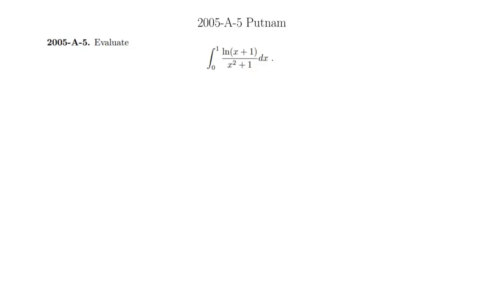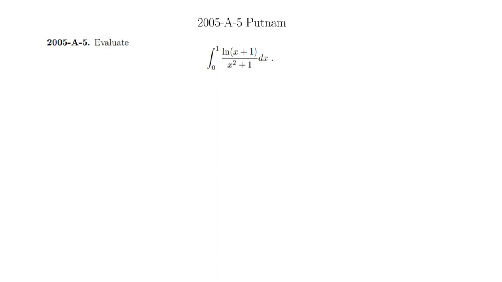Hey guys, in this video we're going to look at question A-5 from the 2005 Putnam math competition. We have a question that just has one word. It says evaluate, and then we see this definite integral from 0 to 1 of the natural logarithm of x plus 1 over x squared plus 1 dx.